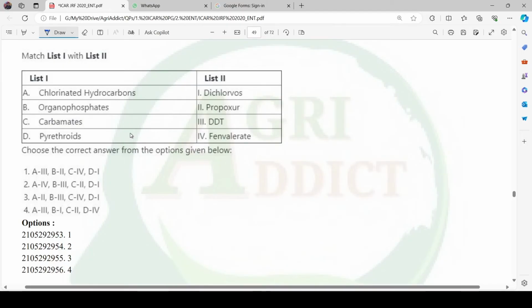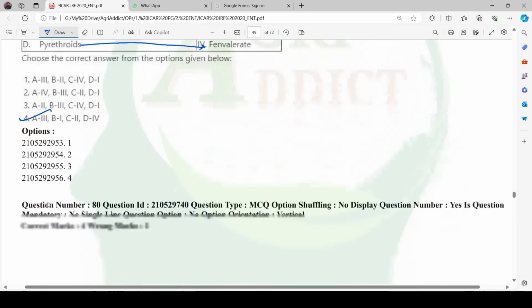The next question is from toxicology. So first it is chlorinated hydrocarbon. DDT is an example of chlorinated hydrocarbon. Then organophosphate, so only one is there, dichlorvos or DDVP or Nuvan. Then carbamate, propoxur or Baygon. It is a carbamate insecticide, mainly used against cockroaches and other household pests. And fenvalerate is an important synthetic pyrethroid. So option 4 is the correct answer.